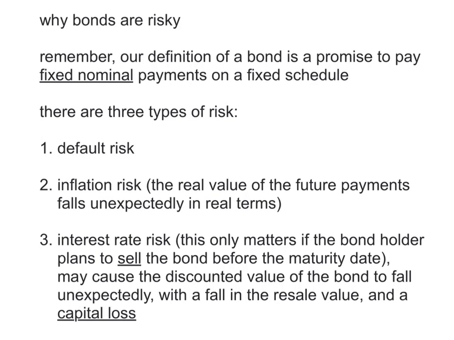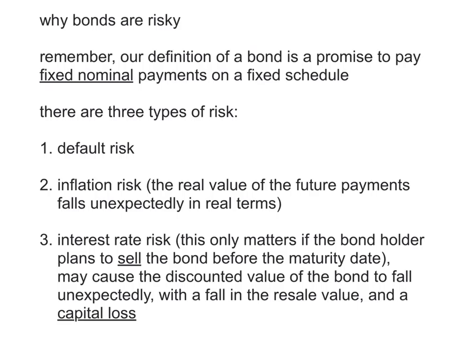Let's talk about why bonds are risky. Now, the important thing to remember is the way our kind of bond is set up is a promise to pay fixed nominal payments on a fixed schedule. So you're promising to pay dollars, and that is a nominal amount, and that amount is fixed. So, three kinds of risk. One is default, of course. You are not able to make your payments. That's a risk. It's a risk to the buyer of the bond.